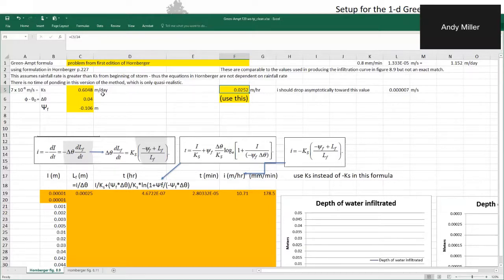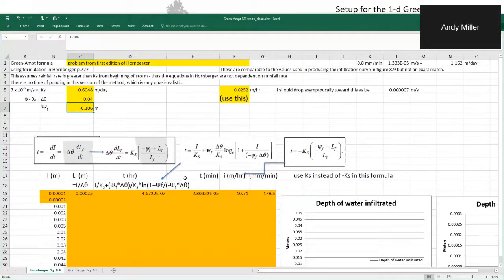And wherever I need delta theta, I'm going to use this, because that's delta theta right there. And if I need the tension head at the wetting front, I'm going to use this. So they gave us those values. They said, use this for tension head at the wetting front, use this for delta theta, and use this for hydraulic conductivity, which turns into this if you make it into meters per hour. So you plug those in, it's really not that hard to solve this problem if you're given those parameters.